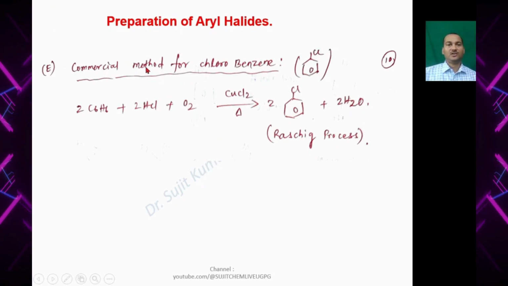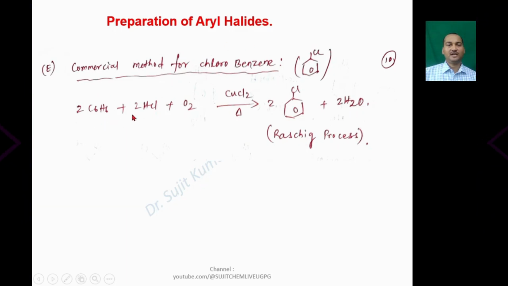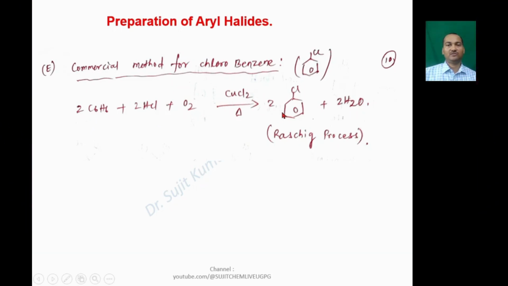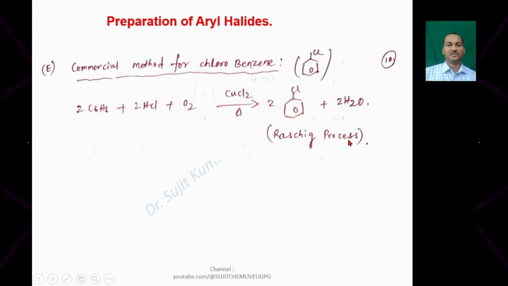Then there is another commercial method for making chlorobenzene. Benzene can react with HCl and oxygen, and COCl2, giving rise to chlorobenzene. That is called the Raschig process.